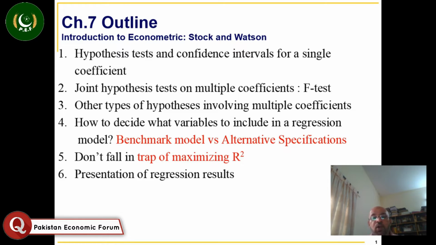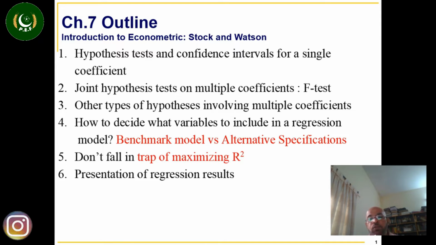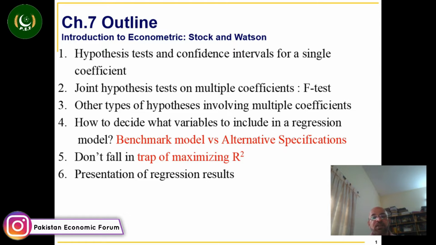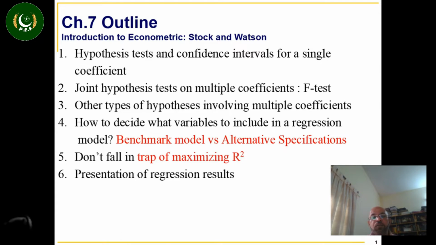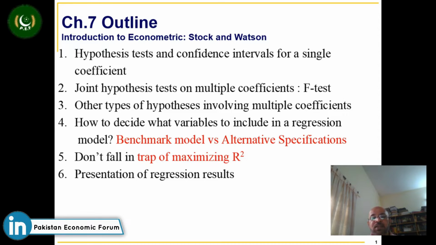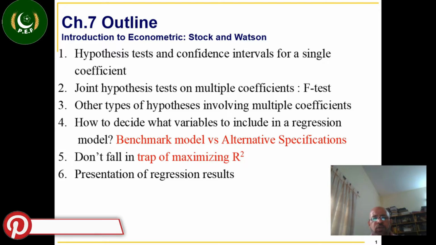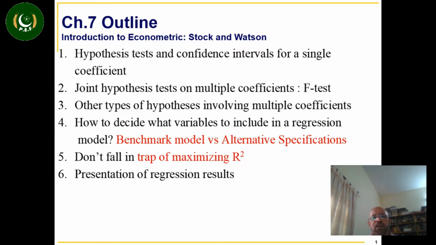What is benchmark model or base model, and why do we need alternative specifications? Why should we not fall in the trap of maximizing R square or adjusted R square? What numbers should we report when we are reporting regression results? That is the main outline of our course.